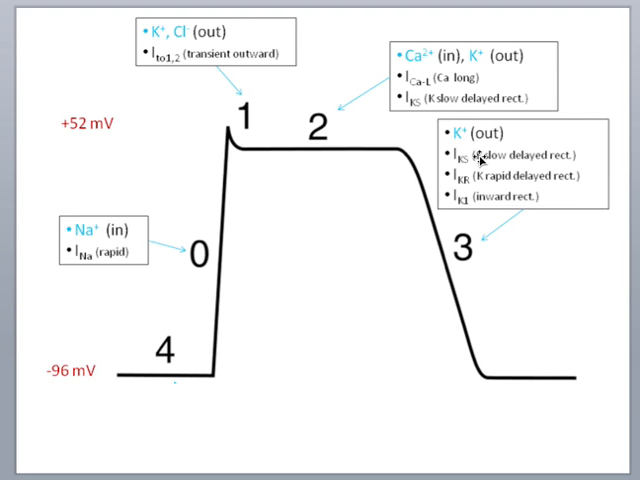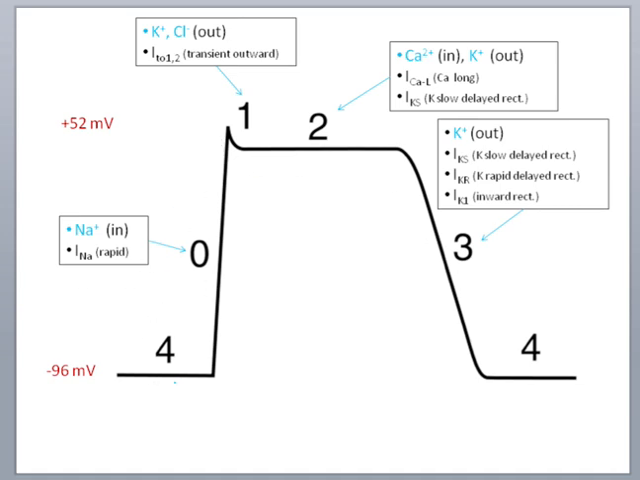So now the potassium channels win, and you're going to have potassium leaving the cell, which is going to cause that cell to become more negative. And that's why the rapid drop here in phase 3 is occurring, which comes back down to phase 4, which is again the resting membrane potential at negative 96 millivolts. So that's the cardiac myocyte. This is the muscle cell of the heart.